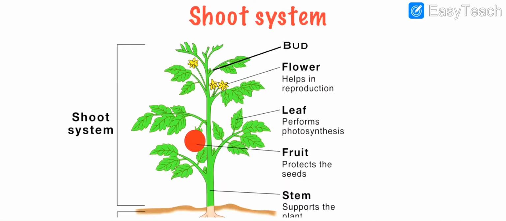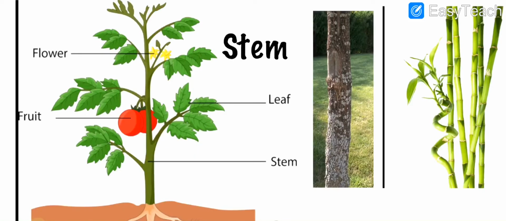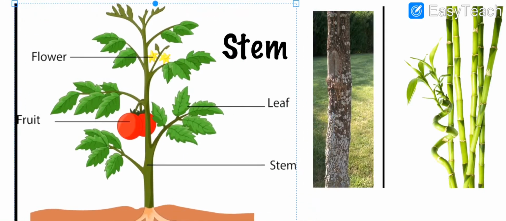Now let's go to the other part, that is the shoot system. The system that is above the ground level that we can see. So the shoot system comprises the stem, the fruit, the leaf, the flower and the bud. You must have seen all of these. So let's learn about the stem first.